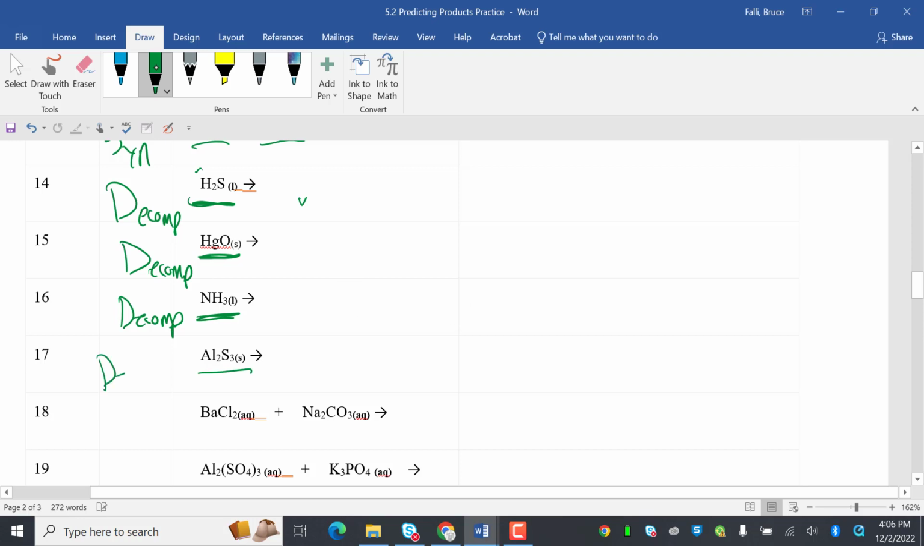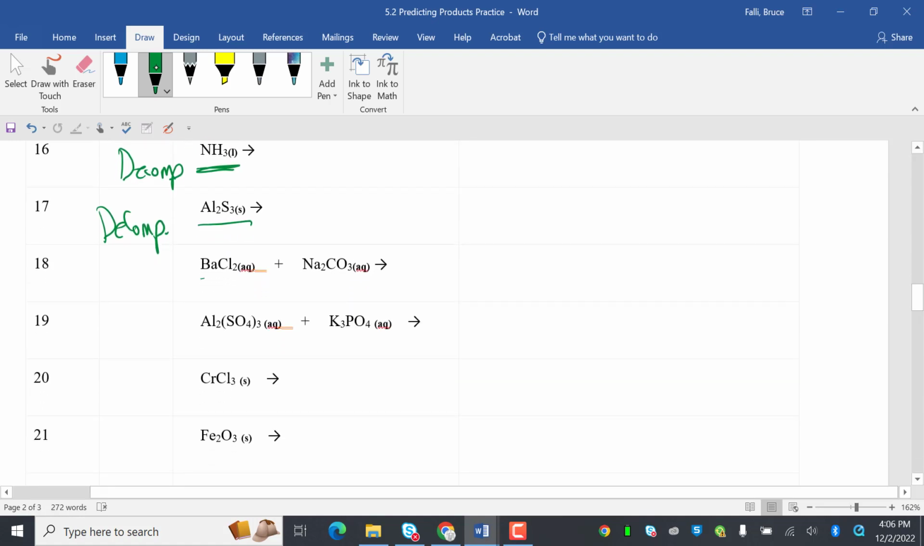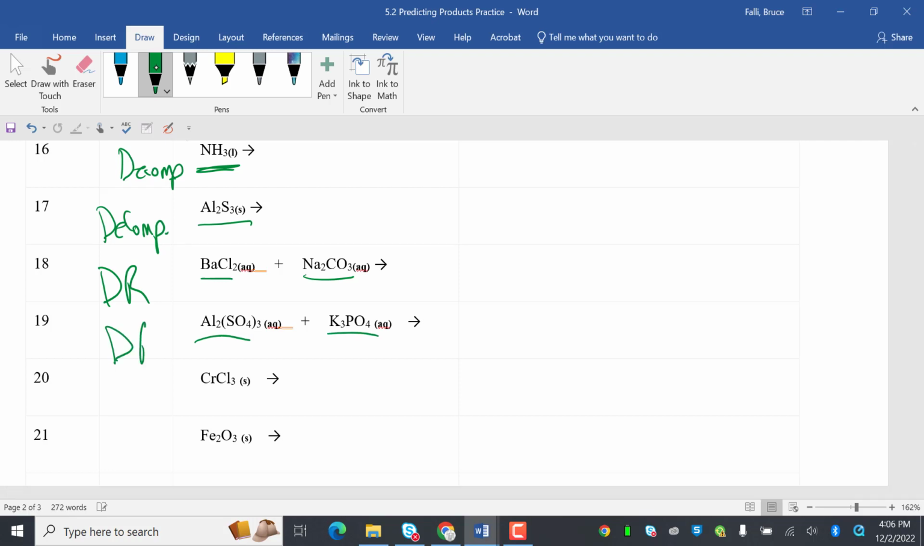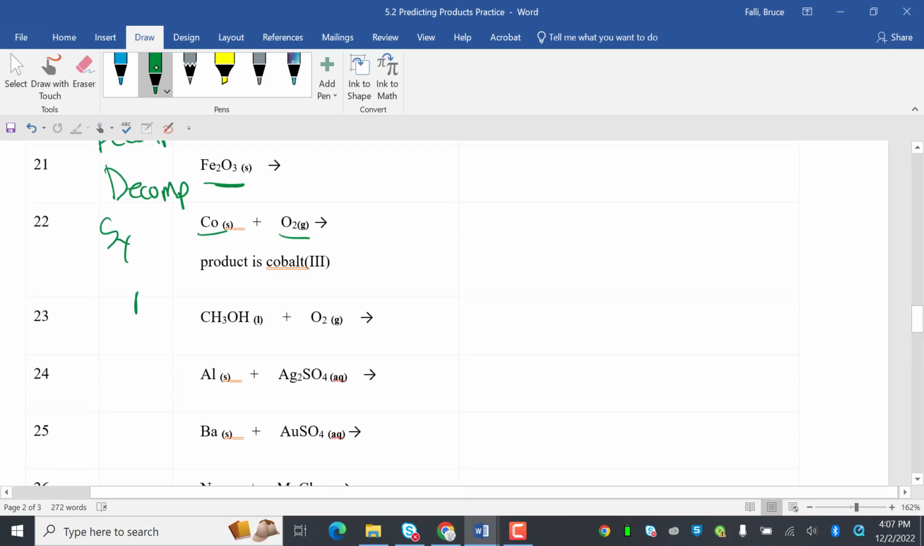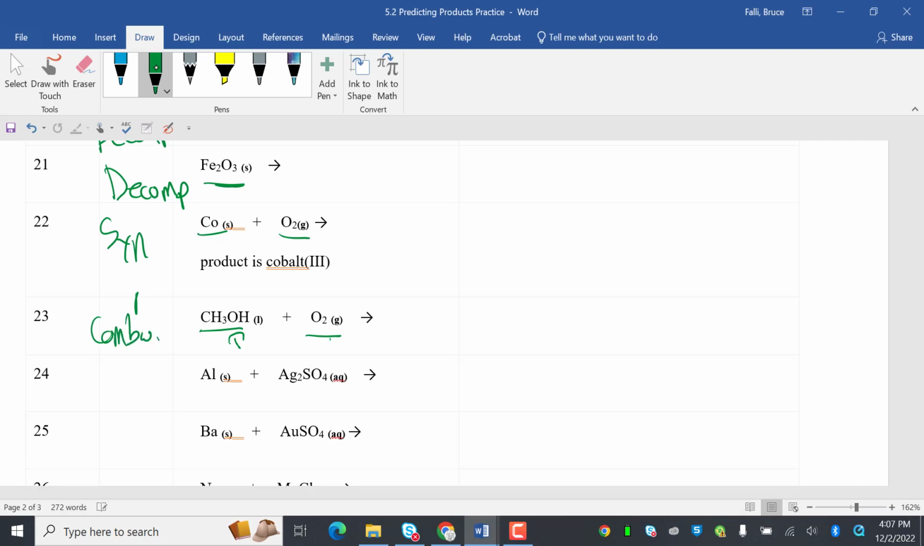Another one, decomposition. I guess what I did was I started thinking I needed to zone in on them a bit. Compound, double replacement. Compound, double replacement. One compound, all it can do is fall apart. That's decomposition. Element, synthesis. Compound and an element, but I got CHO and oxygen. Combustion.